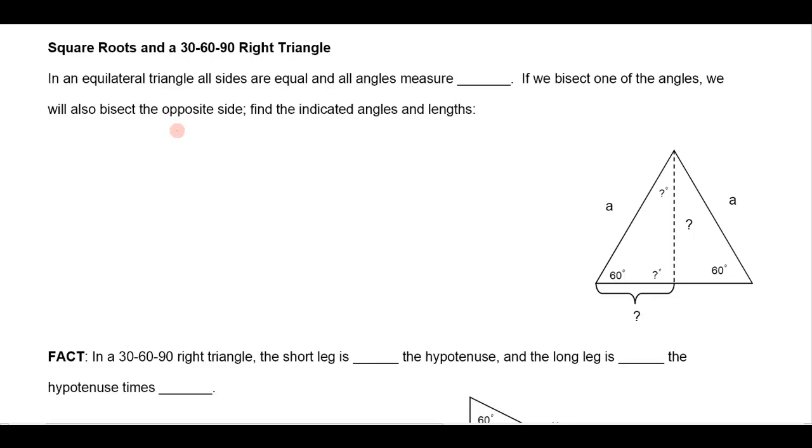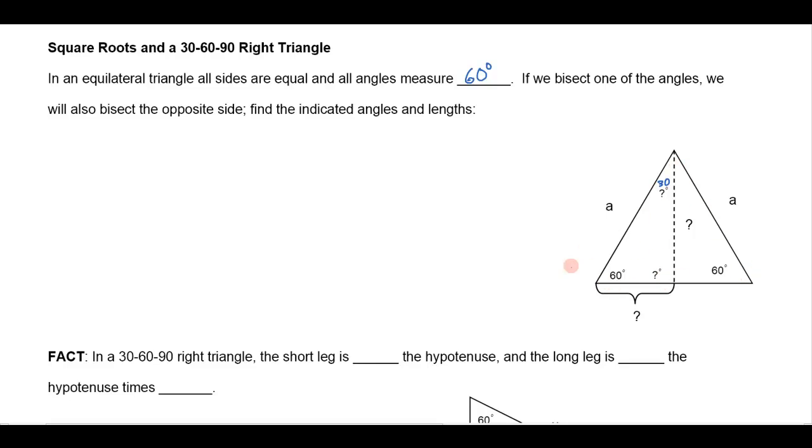Hi everybody. In this lesson we want to learn how to use square roots to solve a 30-60-90 right triangle. Now in an equilateral triangle, like I have drawn right here, all of the sides are equal and all the angles therefore have to measure 60 degrees. And so if you bisect one of the angles, that'll make that angle be 30 degrees, and you'll also end up bisecting the opposite side over here.